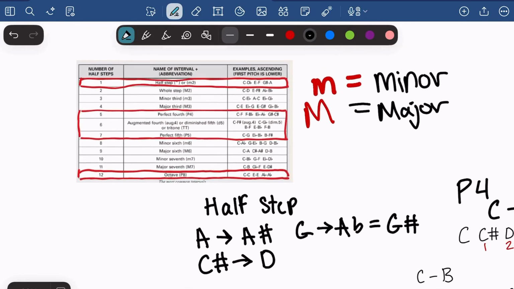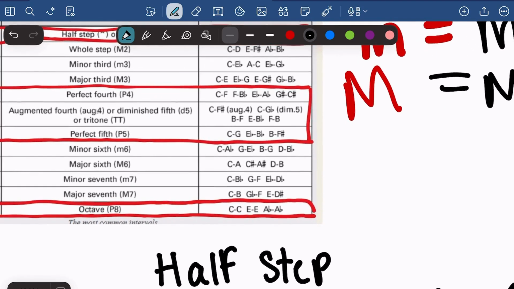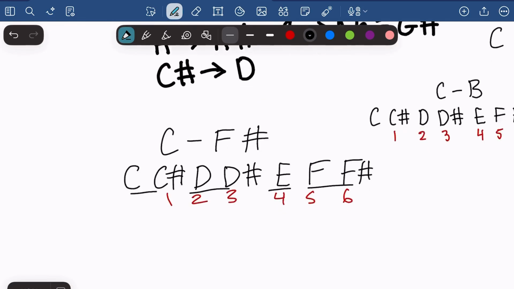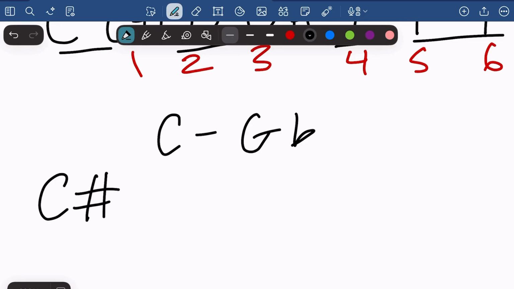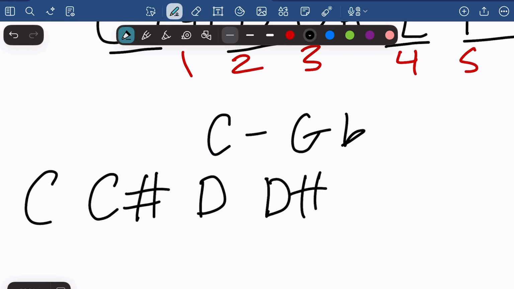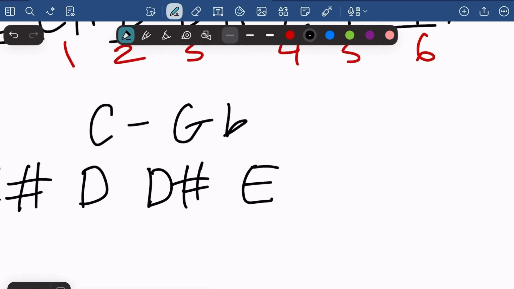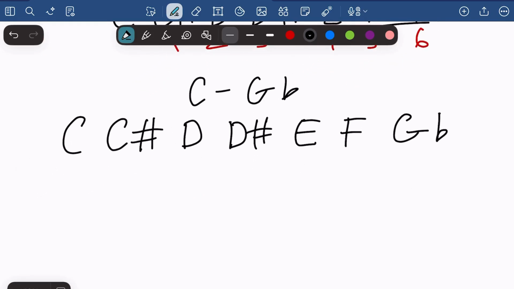Now let's try, for example, a diminished fifth. An example would be C to G flat. So let's try that. C to G flat. We start with C, then we go to C sharp. Then after C sharp, we have D, D sharp, E, then F. Then after F, we have an F sharp, but it's also known as a G flat. So write that down, right? Because those are enharmonic pitches.